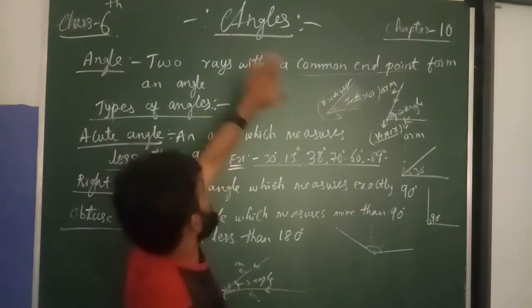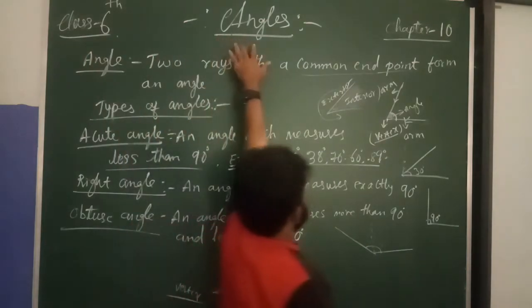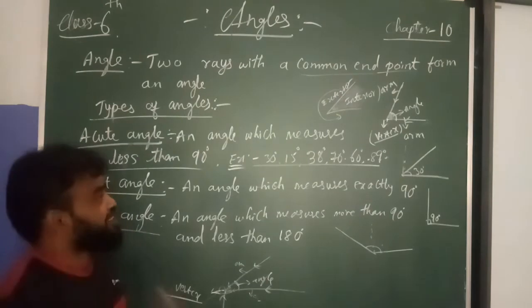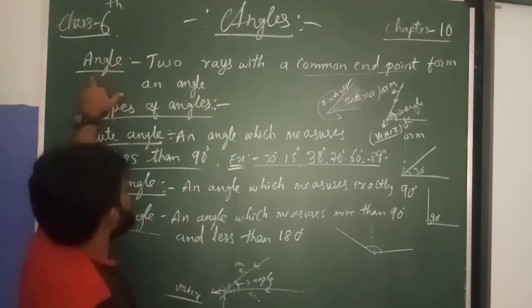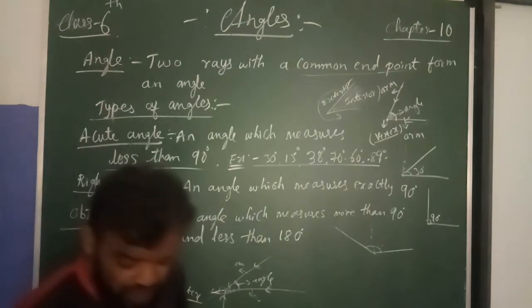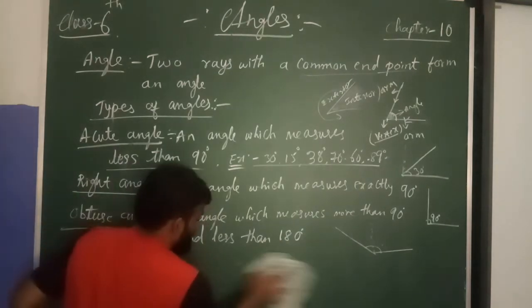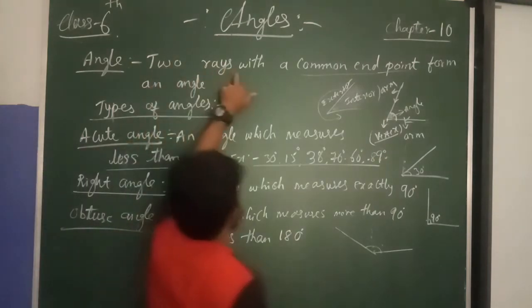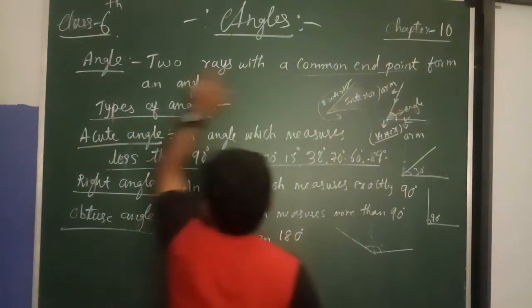Now, today I am going to explain the class 6 chapter number 10, angles. What do you mean by angles? Two rays with a common endpoint form an angle.